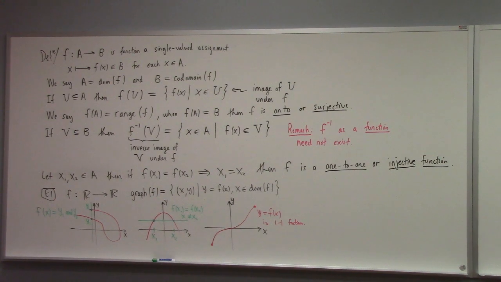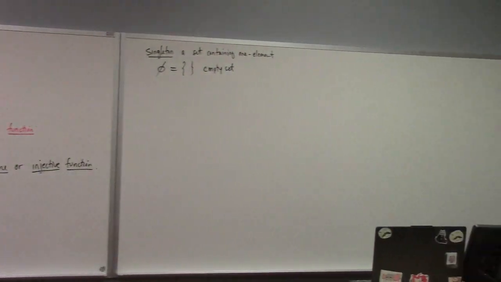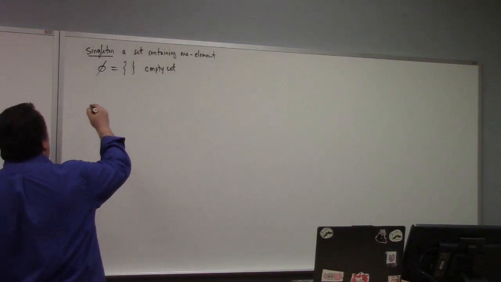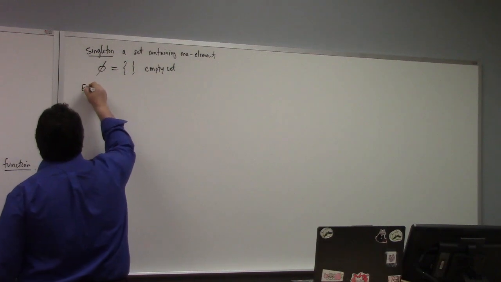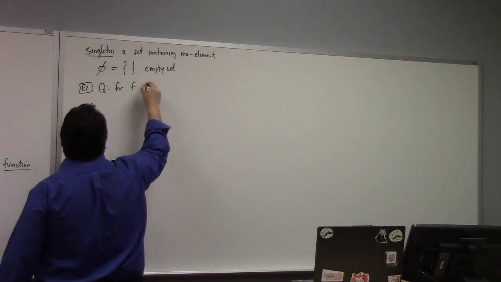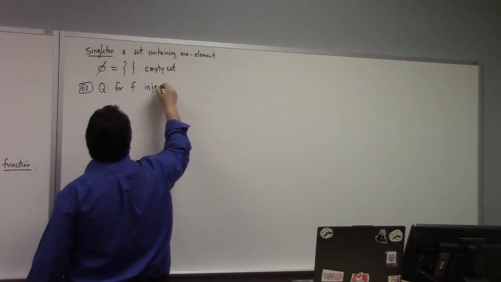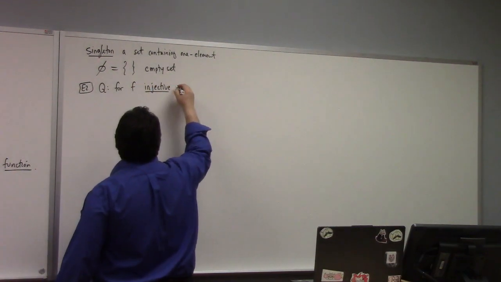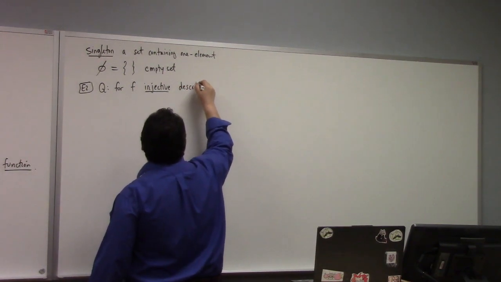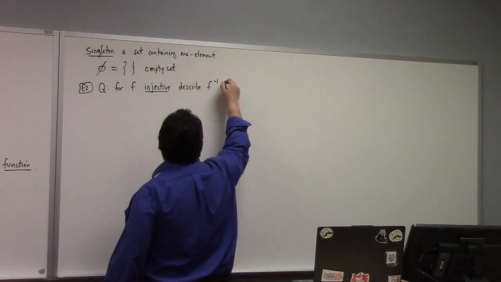Let's think about this. If we have a one-to-one function, what is the inverse image of a singleton? That's my example 2 here, which is kind of a question. For f injective, describe the inverse image of a singleton.